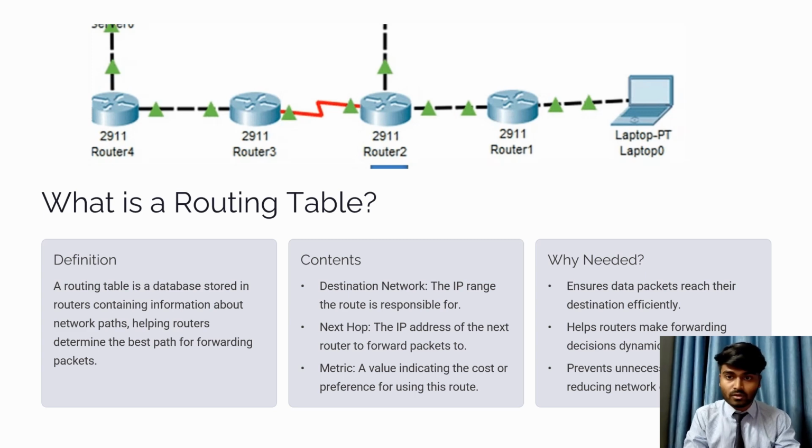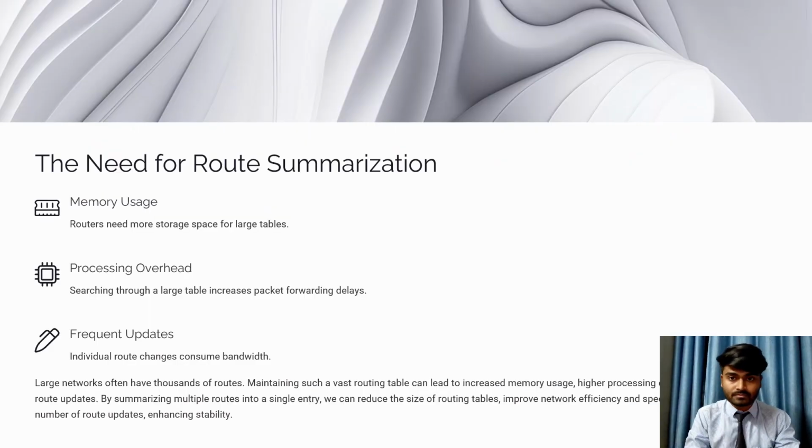So, the need for route summarization. Large networks such as those used by ISPs, internet service providers, and enterprises often have thousands of routes. Maintaining such a vast routing table can lead to increased memory usage, where routers need more storage space for large tables, and higher processing overhead. Searching through a large table increases packet forwarding delays. Frequent route updates: when individual routes change, updates must be sent across the network, consuming bandwidth.